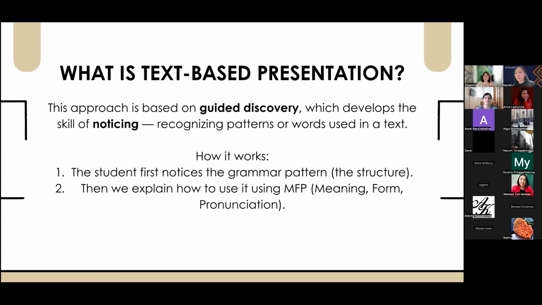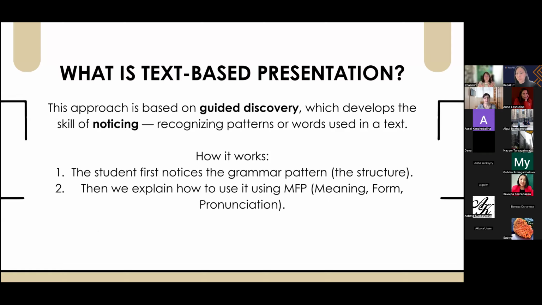Guided discovery develops the skill of noticing. What I mentioned in situation number four is that we just spoon feed everything. But with the skill of noticing, your students will be able to recognize patterns or words in the text without you helping them. We're training them to notice some phrases, some patterns, some grammar, yeah? And we do this with the help of guided discovery.